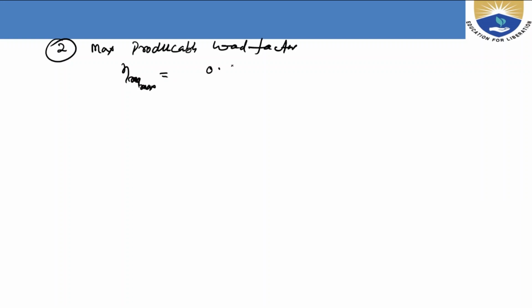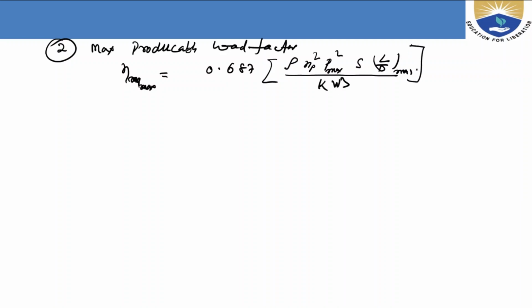Now we have to go for part 2. In part 2 we have to see the maximum producible load factor, and this is n max is equal to 0.687 times rho eta P square P max square S L by D max divided by K into W cube, to the power 1 by 3. This is the equation, and we have to put all the values.